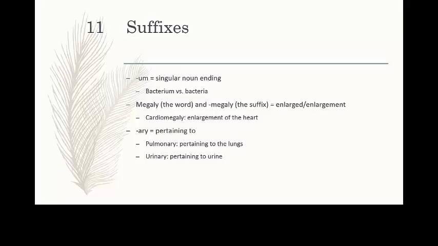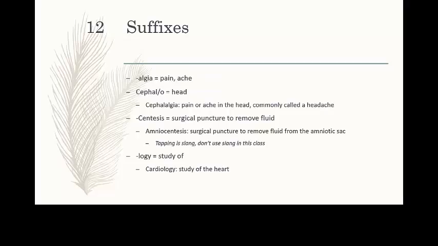Algia is pain or ache. So cephalalgia. Cephal means head. Cephalo means head. So cephalalgia is pain or ache in the head, commonly called a headache. Centesis. Now, you probably heard this before. Amniocentesis. Surgical puncture to remove fluid. Now, I do not want you to say that centesis means tapping. No. Tapping is slang. Don't use slang. So centesis is surgical puncture to remove fluid.